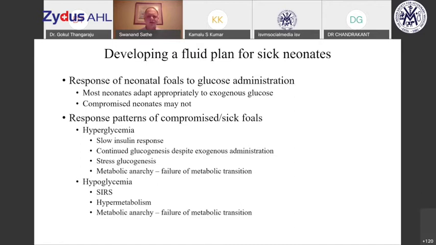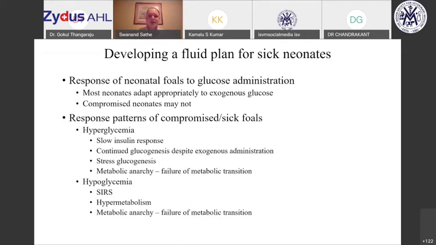In worst case scenarios, you have something called metabolic anarchy, where the foal has completely failed to transition metabolically to extrauterine life, and hence they cannot regulate their blood glucose very efficiently. And in those cases, these foals tend to become hyperglycemic.